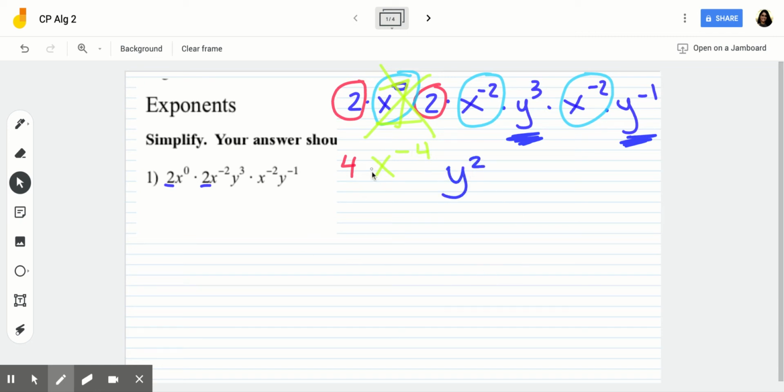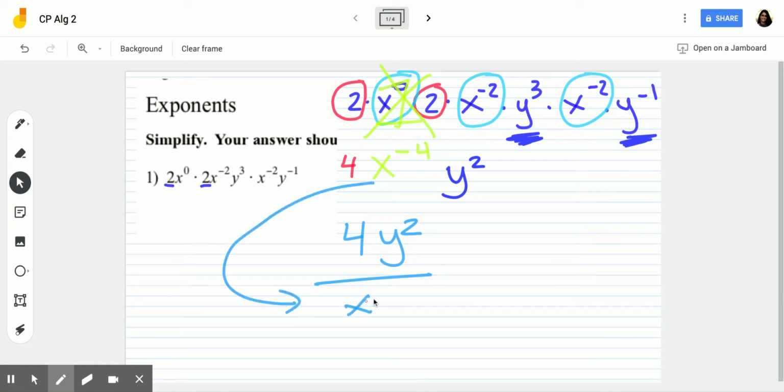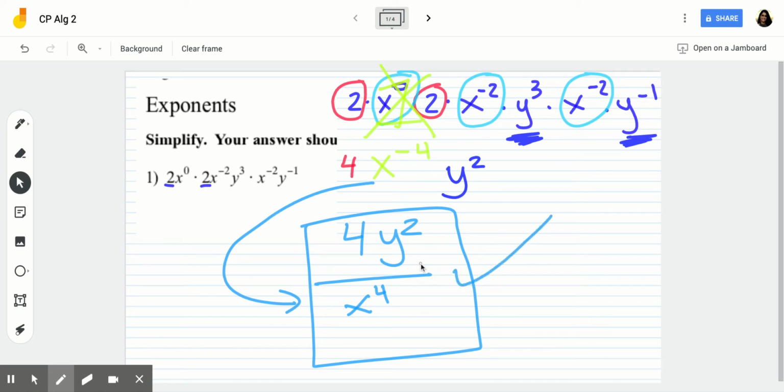Okay, now notice this x has a negative. Nothing else has a negative. The others are going to stay on the top. So 4 and y squared get to stay on top. But because x is negative, it has to cross the line and change the sign to a positive. And this is my final answer. I want to double check that I only have each letter or number written once. There's no other numbers besides 4. Y is written once, x is written once. So it looks like I'm done. No negative exponents, nothing to the 0 power. We're good.